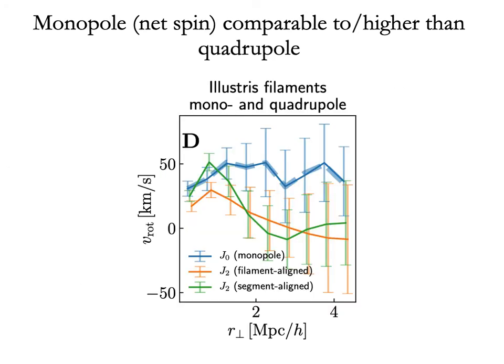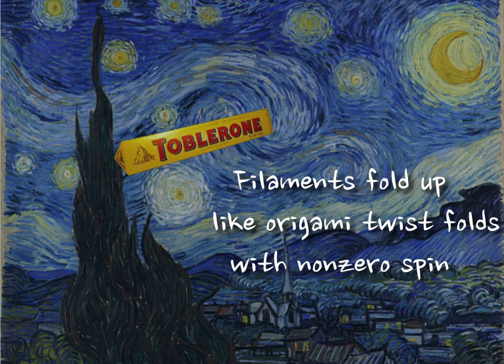So this is a plot more quantitatively from the Illustris simulation. So here we also see that the monopole is comparable to or higher than the quadrupole. So filaments fold up like origami twist folds with non-zero spin.